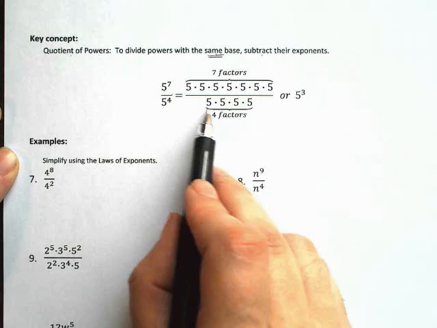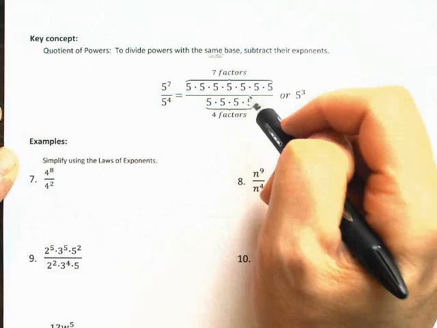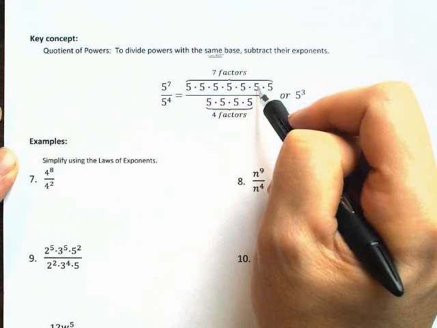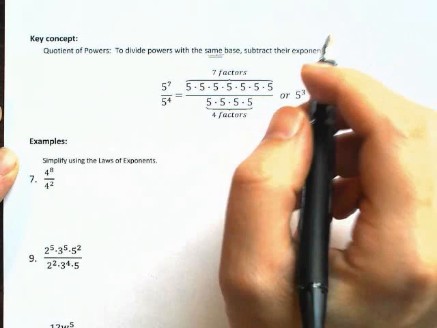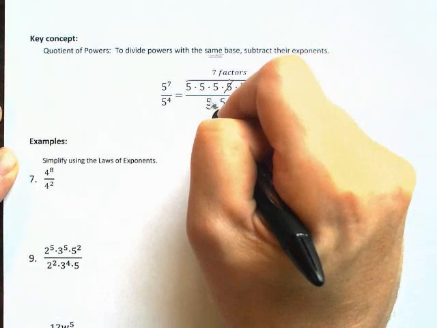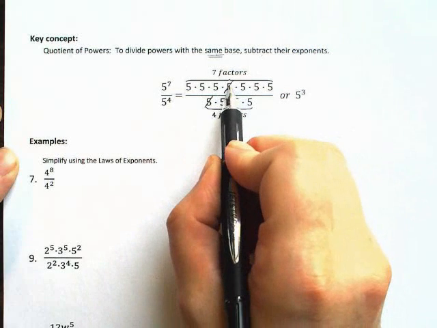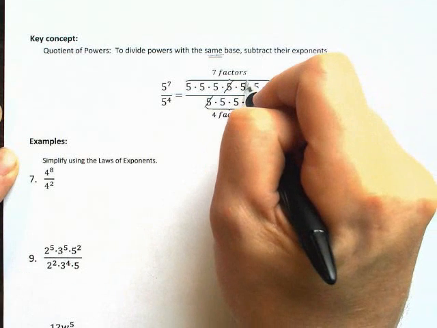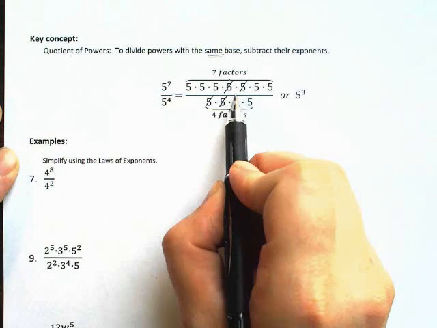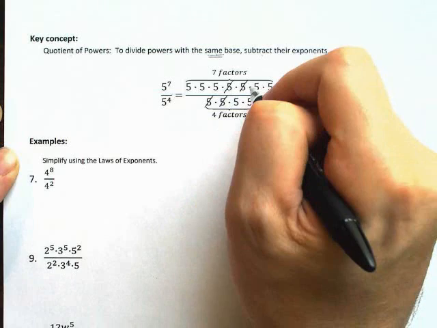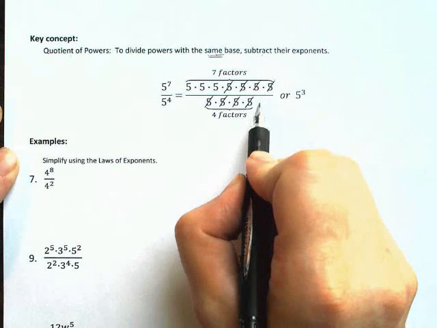And then we can look at this and see why the quotient of powers works. When you have a division, anytime there's a factor in the top of the fraction that matches exactly the factor in the bottom of the fraction, they cancel away. For instance, 5 cancels this 5, because 5 divided by 5 just makes 1. This 5 cancels this 5. Again, 5 divided by 5 creates a 1. This 5 cancels this 5, and this 5 cancels this 5, creating a 1.